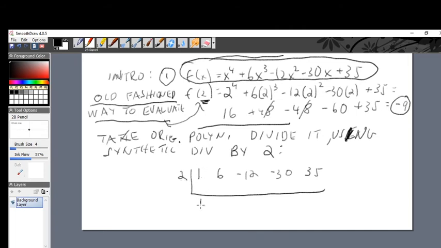Let's see what happens. Bring down the 1. 2 times 1 is 2. 6 and 2 is 8. 2 times 8 is 16. Minus 12 and 16 is 4. 2 times 4 is 8. Minus 30 and 8 is minus 22. 2 times negative 22 is negative 44. And 35 and negative 44 is negative 9. The remainder.